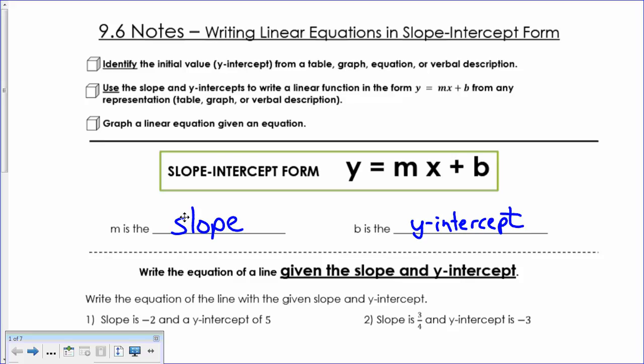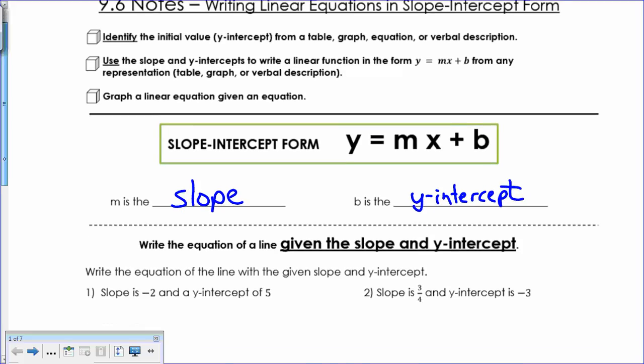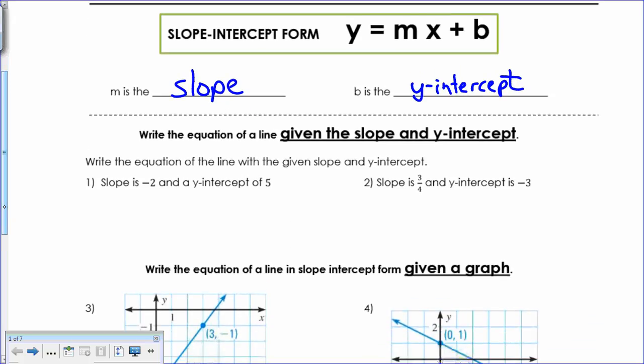All right. So we're going to build on this in steps. The very first part: we have to write an equation when we're given the slope and the y-intercept. Those are the two pieces we need to write an equation. So if we're given a slope of -2, which is m, and a y-intercept of 5, I'm going to replace m and b with those numbers. So our equation for number 1 would be y equals -2x plus 5.